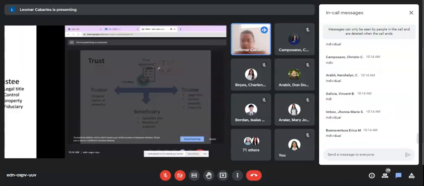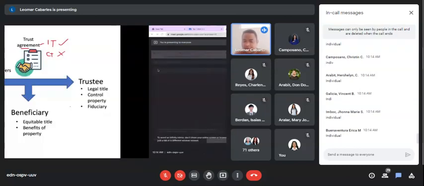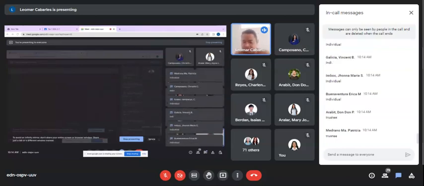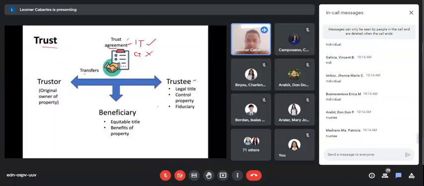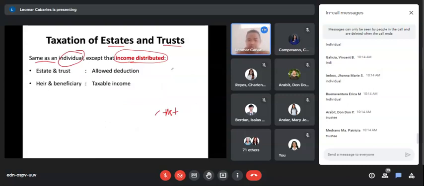Okay? Hindi si Metrobank, ha? Hindi si Metrobank. Metrobank is just a what? A trustee. But hindi siya yung trust mismo. In fact, Metrobank is a corporation. Okay? So, the agreement. Okay? So, ang treatment mo sa kanya, individual. So, yan. May sarili siyang PIN.